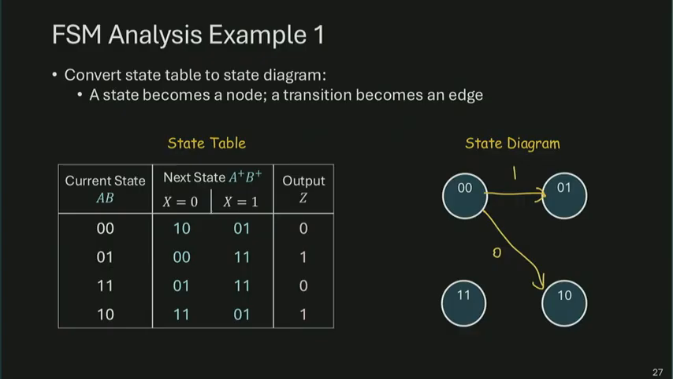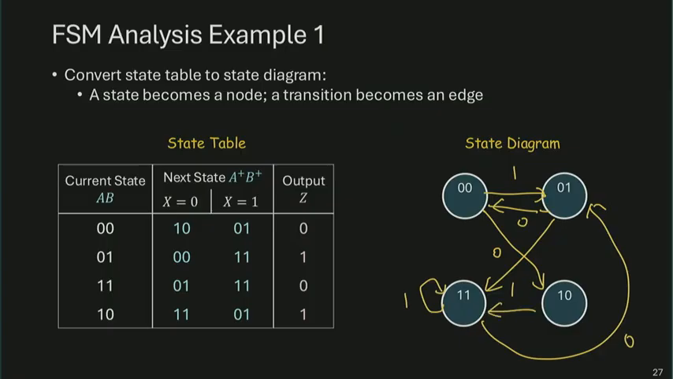0, 1 goes back to 0 on input 0, and goes to 1, 1 on input 1. 1, 1 comes back to 0, 1 on the input of 0, stays at 1, 1 on the input of 1. And finally, 1, 0 goes to 1, 1 on the input of 0, and goes to 0, 1 on the input of 1. Those are all my transitions.